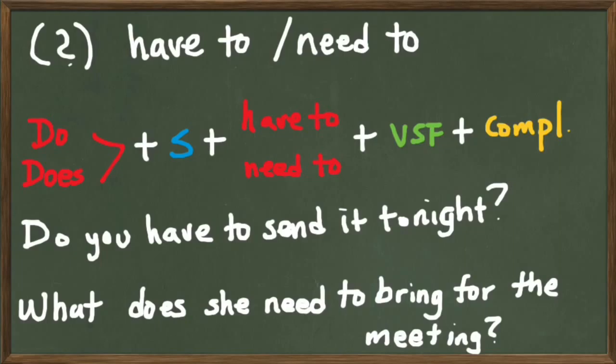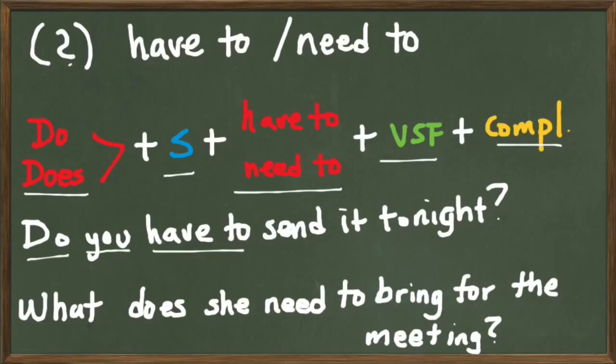Now, to make questions, it is just exactly as we would use it in the simple present. We have the auxiliary does or do, depending if it's the first or the third person. We have the subject, the expression need to, the verb in simple form, and finally the complement. Examples: do you have to send it tonight? Do you have to send it tonight? Auxiliary, subject, expression for obligation, send, verb in simple form, and the complement.